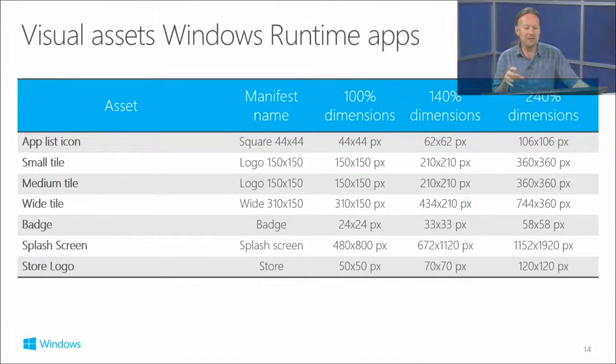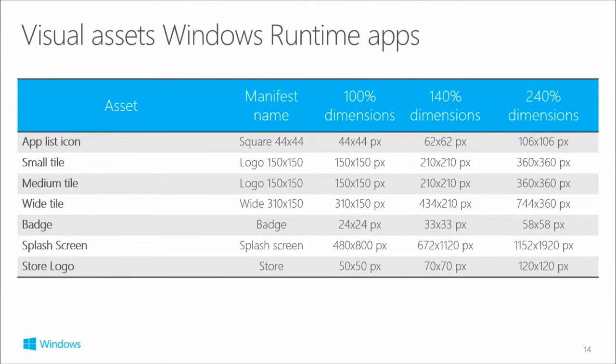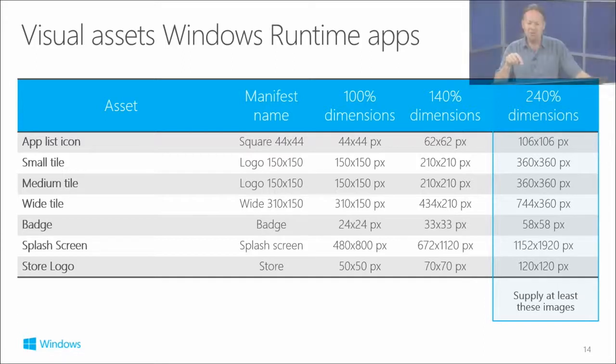So this is a little bit more drill down into the visual assets you need for a Windows runtime app. We'll see this in the manifest editor in a minute, but you can actually supply assets, the artwork, at what we call different scale factors. Now, we touched on this on the first day of the Jumpstart. You can supply assets at 100%, a 1.4 scale factor and 2.4 scale factor. In fact, what you need to do is, at least, if you're only going to supply one, supply the 240% dimensions ones. Actually, in fact, with Windows Phone, there are no Windows Phone devices out there at the moment that are at a 100% scale factor.